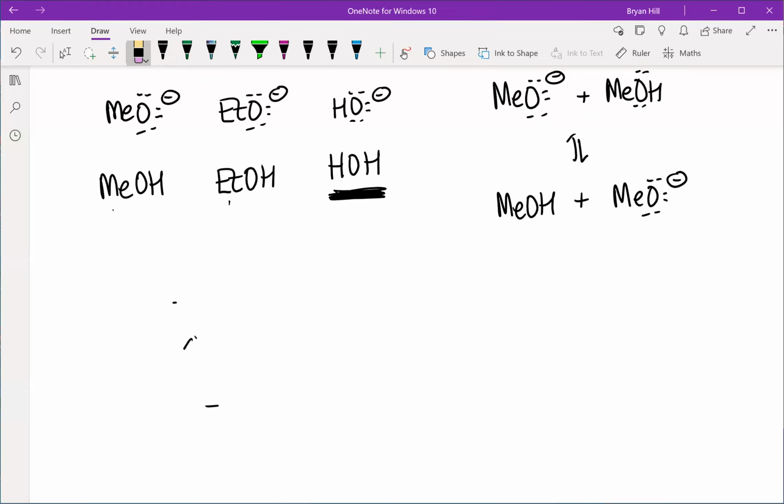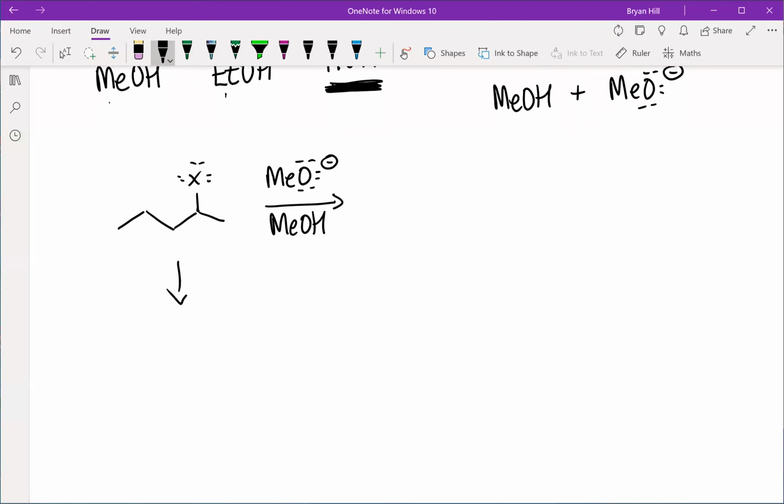So to do the Zaitsev product, if we had the exact same compound here, X, we would just use methoxide and methanol, or, you know, ethoxide and ethanol, and this will give us our two Zaitsev products. So Zaitsev rule is that you basically form the more substituted alkene.